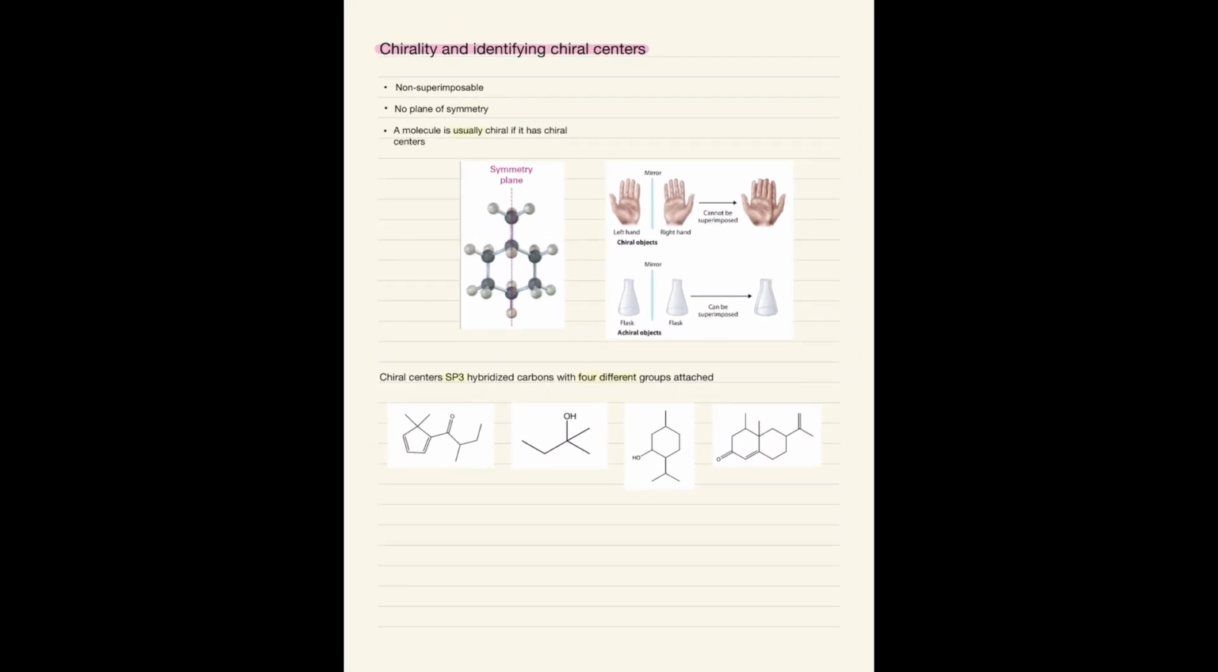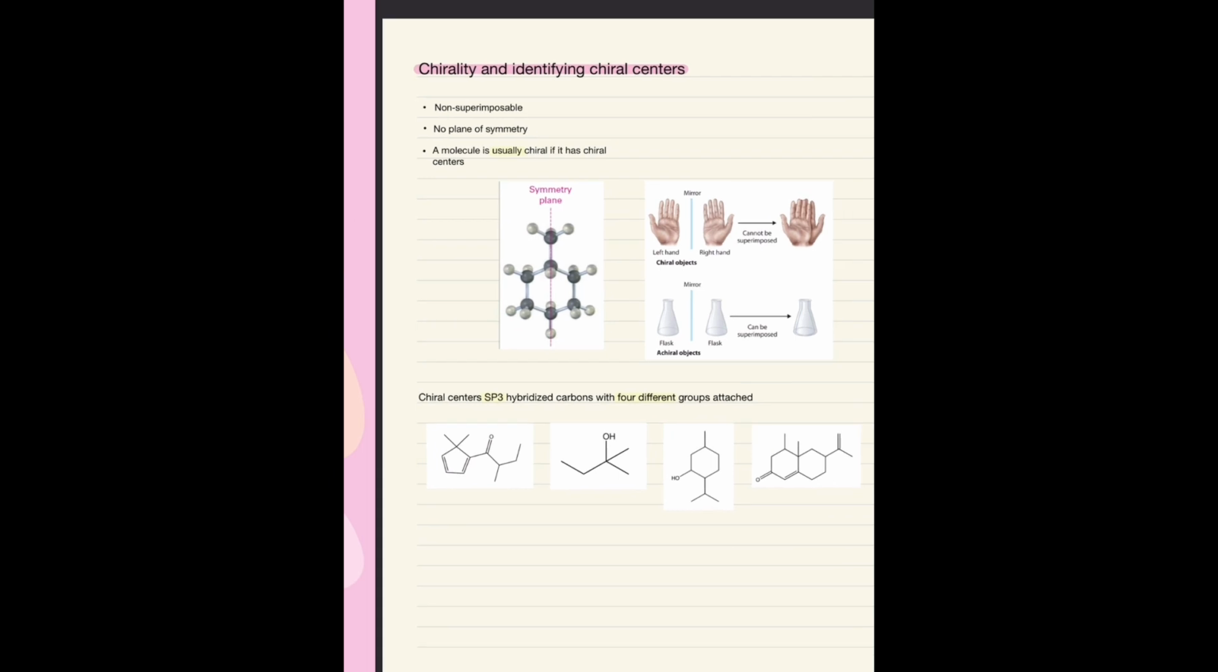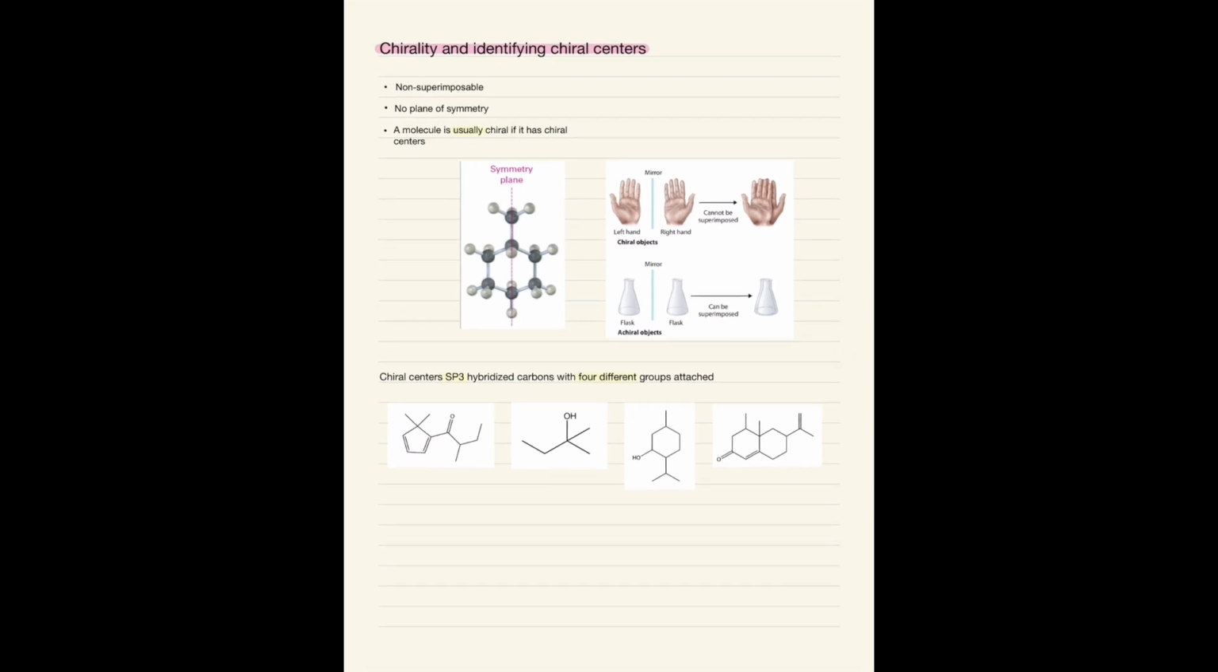Chiral molecules have no plane of symmetry. When we look at this methylcyclohexane, we see a plane of symmetry, so we can conclude that it's not chiral, it is in fact achiral. And lastly, a molecule is usually chiral if it has a chiral center.